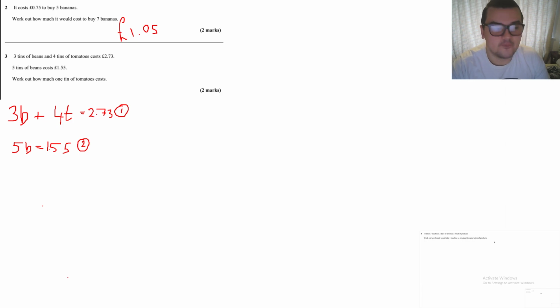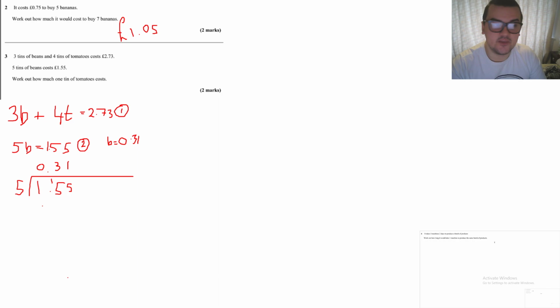So how do we solve for beans? We do long division. 5 into 1.55. How many 5s go into 1? 0. But we're going to carry that 1 over. How many 5s go into 15? 3. How many 5s go into 5? 1. So we know that the beans are going to cost 31 pence.